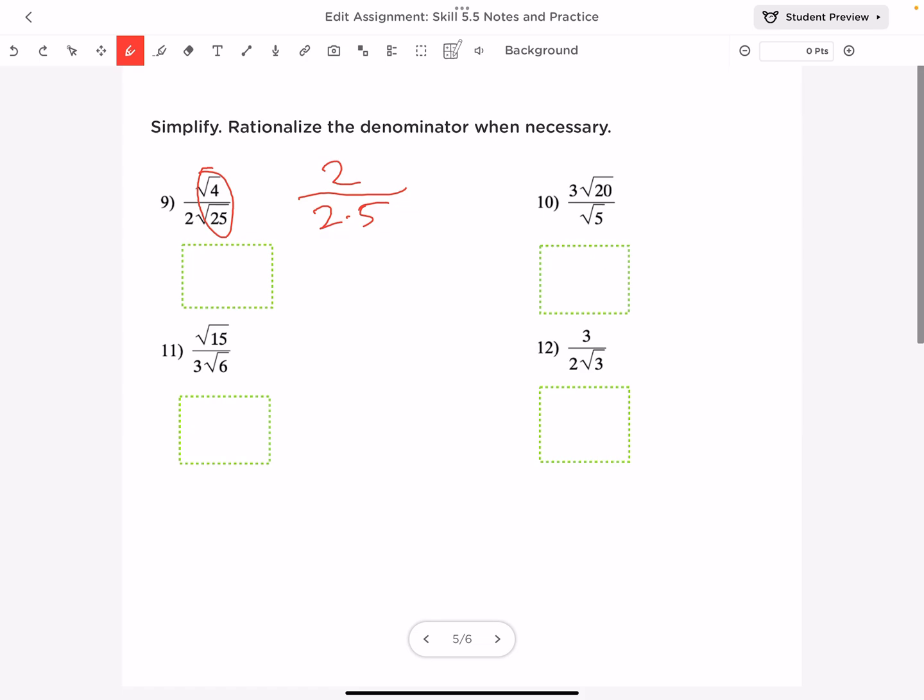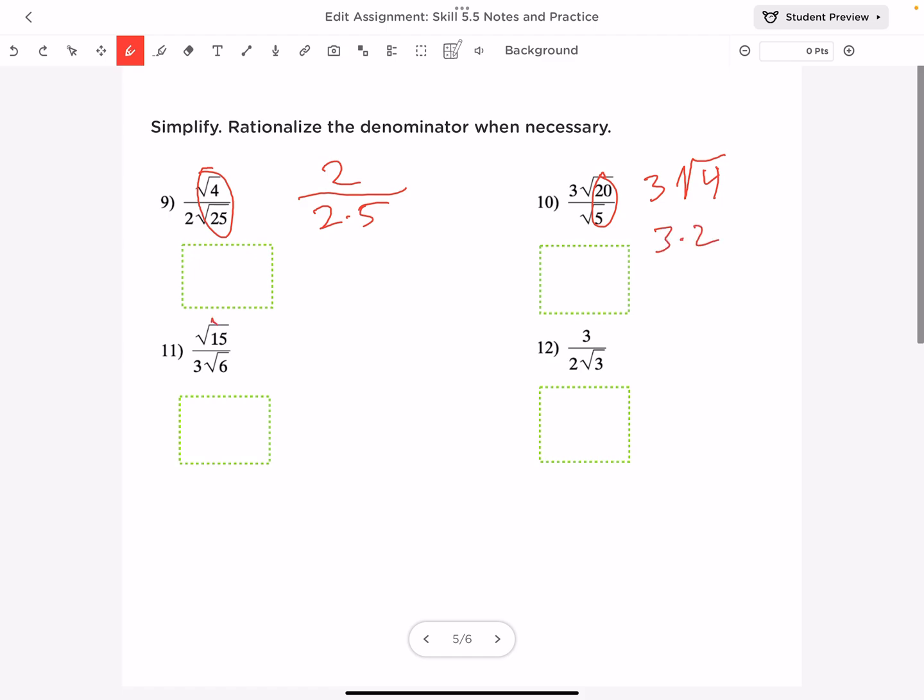Same thing with number 10, 20 over 5. I can actually divide that out, and that simplifies to 20 divided by 5 is 4 is just 3 square root 4. And look at that, square root of 4 is just 2, and we're done.